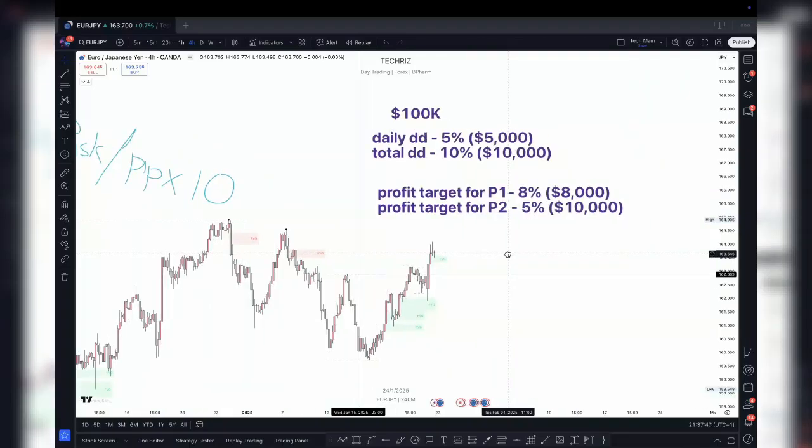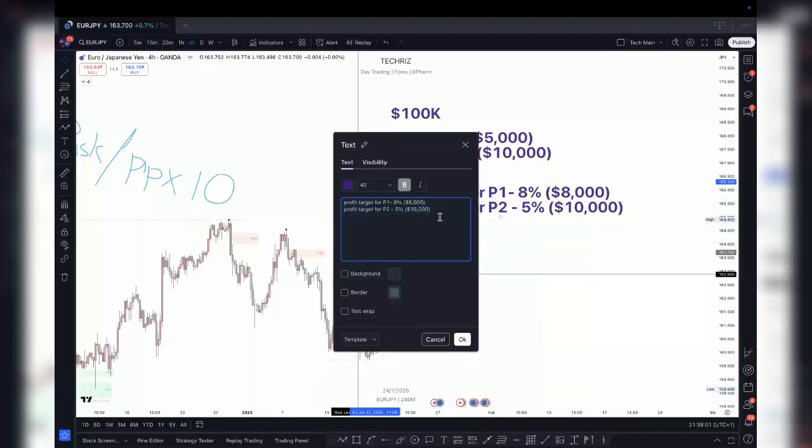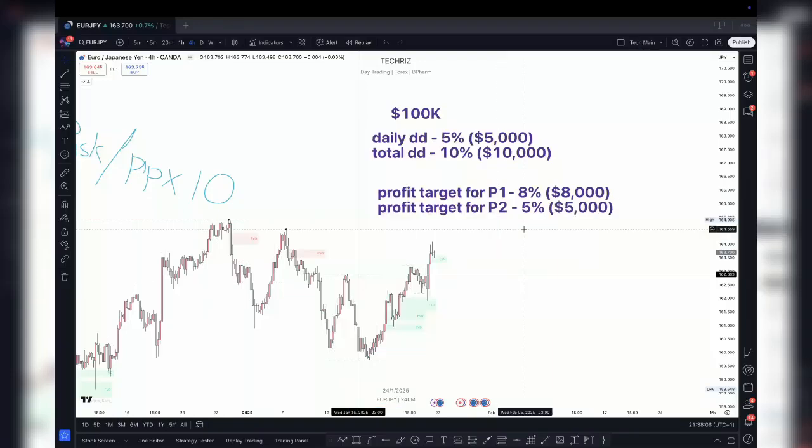Right? Now, let's say I'm smart enough and I pass my phase one in a day. I make $8,000 profit in a day. Remember, I have only traded for 1 day. I bought the account today, I traded it, and I made the profit target. You're not going to be given a phase two account here, not until you have reached the minimum trading days.